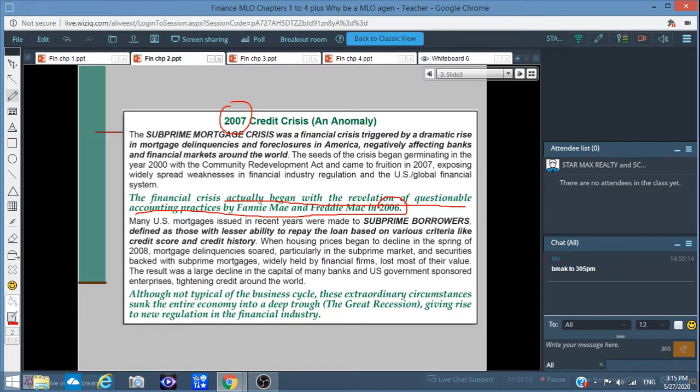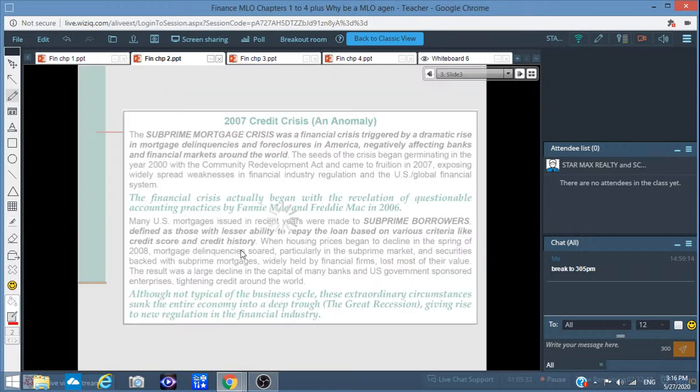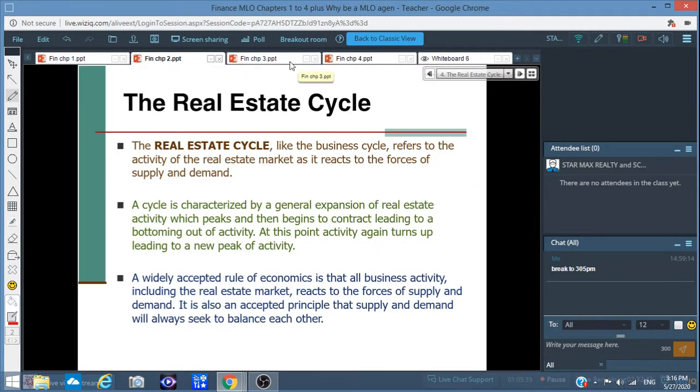Okay, so the financial crisis actually began with the revelation of questionable accounting practices of Fannie Mae and Freddie Mac in 06. Okay, that's when it peaked. Okay, and then houses start plummeting, right? In 08. And then it dropped to 2011. Okay, alright, real estate cycle, right? And we talk about this.